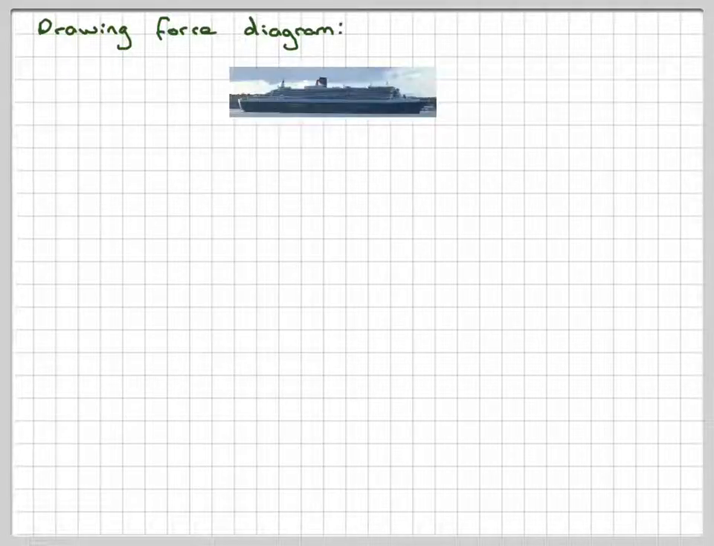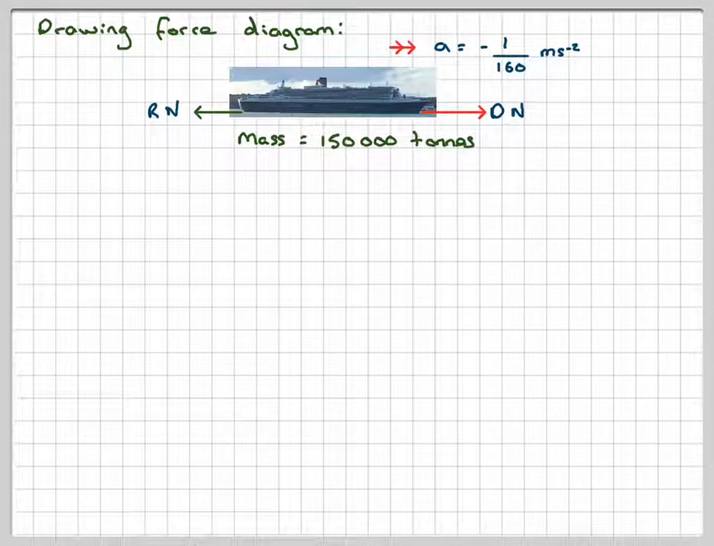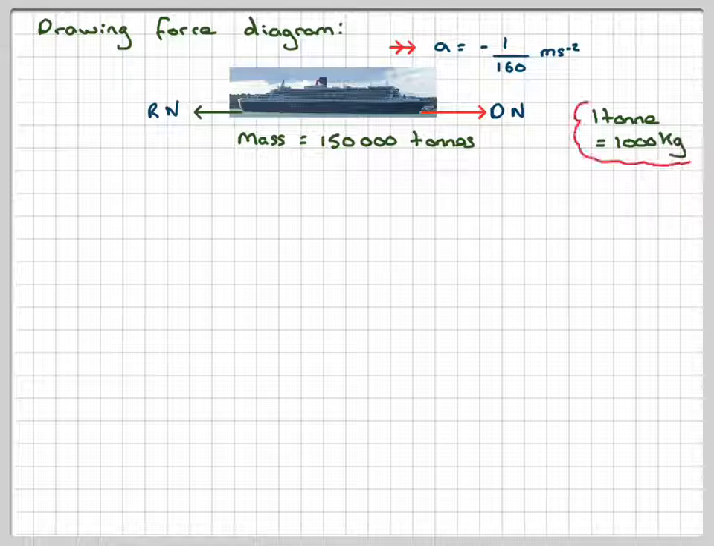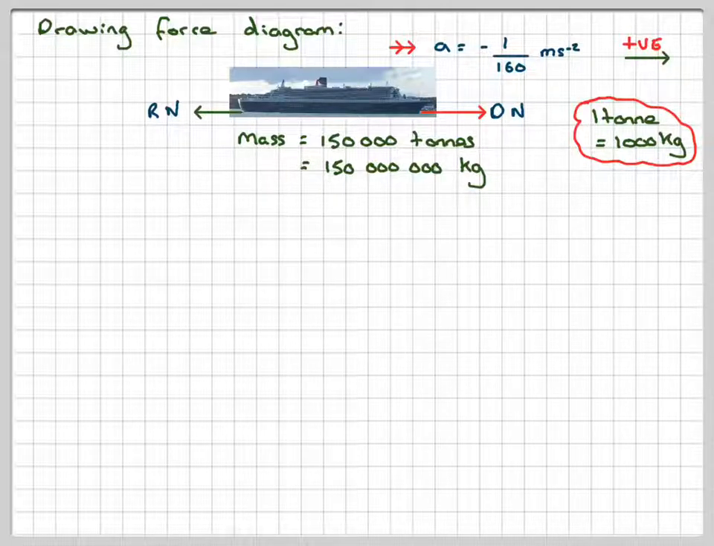Now if we draw a force diagram, here we have our liner, we have a driving force, we have a resistance to that, and we have that a is minus 1 over 160 meters per second squared. As we're only resolving horizontally, we don't really need to consider the weight or its reaction. So the mass is 150,000 tons, and 1 metric ton is 1,000 kilograms, so this will be 150 million kilograms. Positive direction being that way.